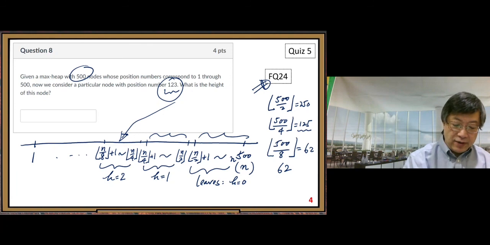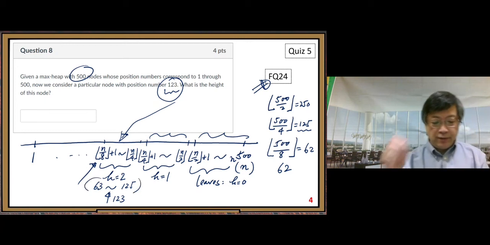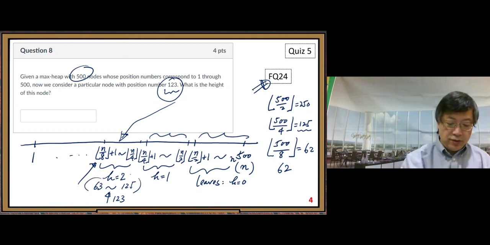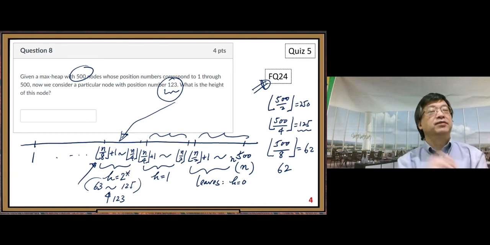Now we get to this part: 62 plus 1, so 63 through 125. So position number 123 falls into this block, which corresponds to height 2. So we get the answer.